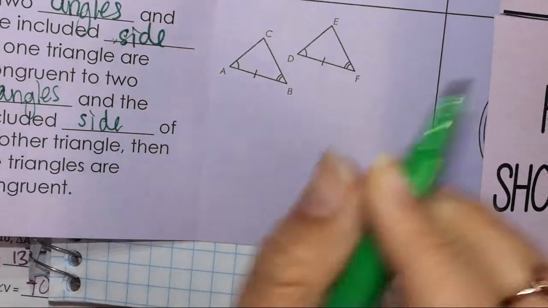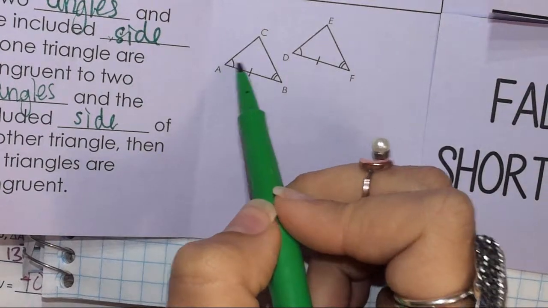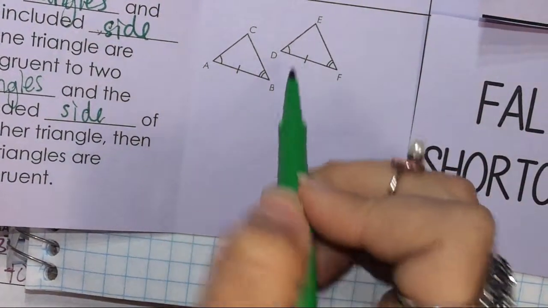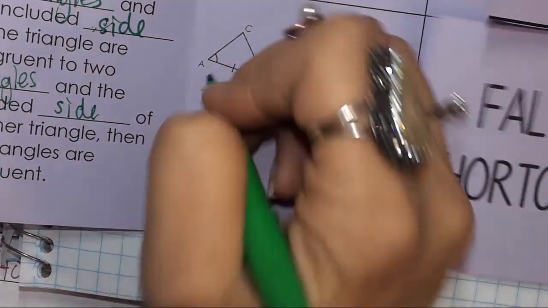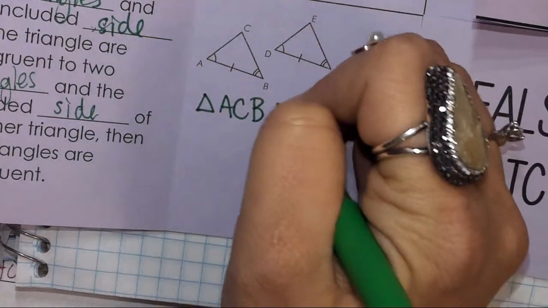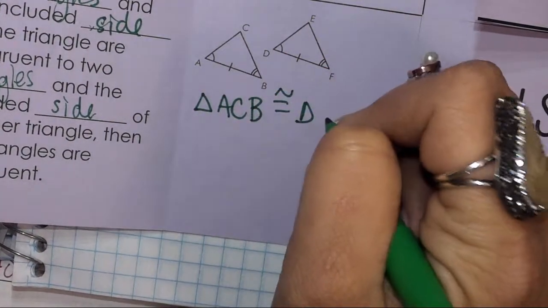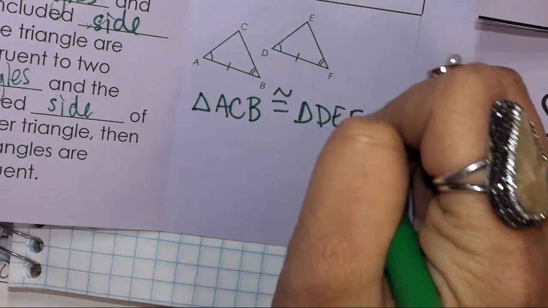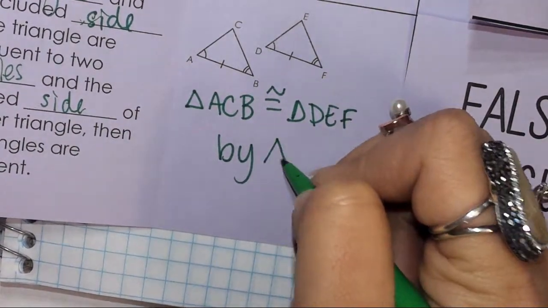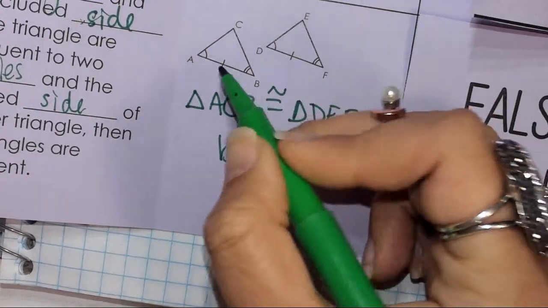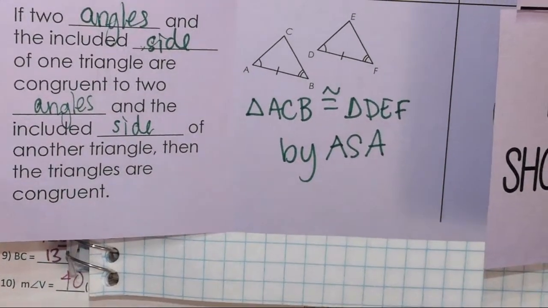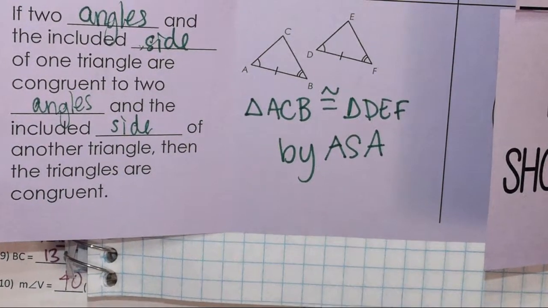Now, do we have two angles are congruent? Okay, do we have a side in between those angles congruent? So then you would say that triangle ACB is congruent to what triangle? DEF. By what theorem? Angle, side, angle. Because we have two angles and a side. And that's it. That's all you do. Are you ready to practice?